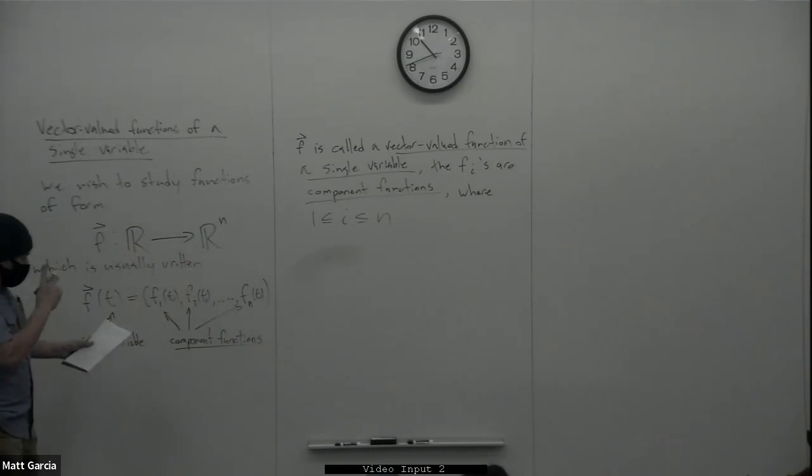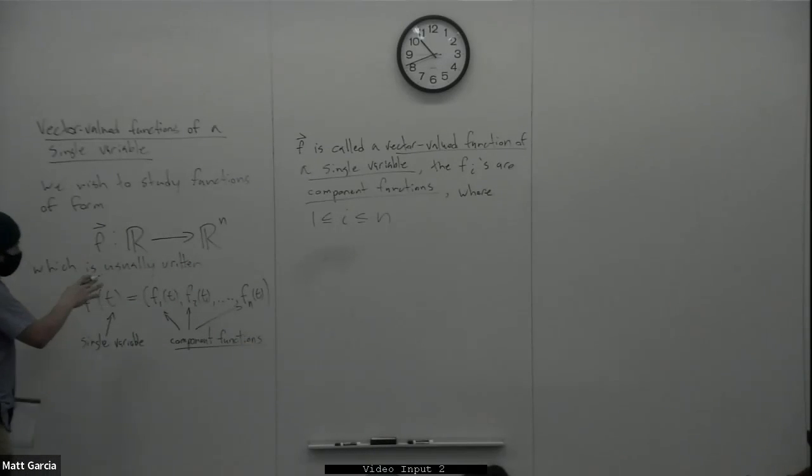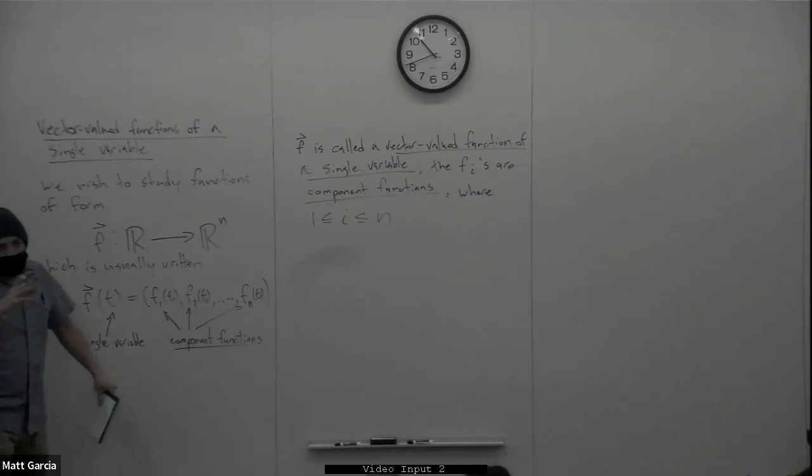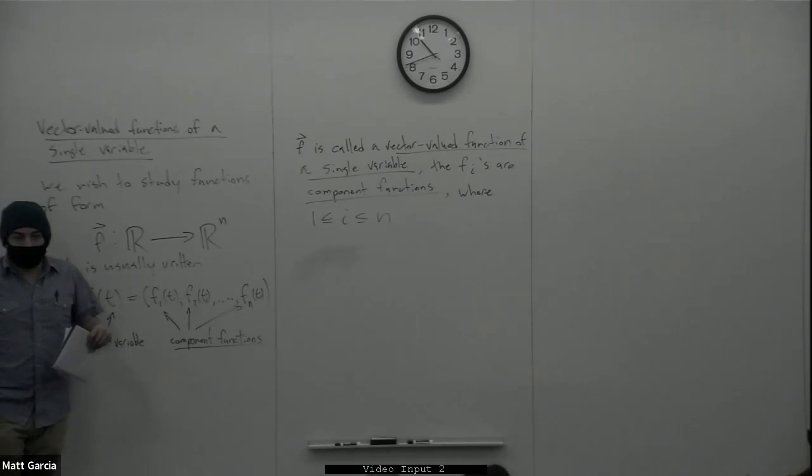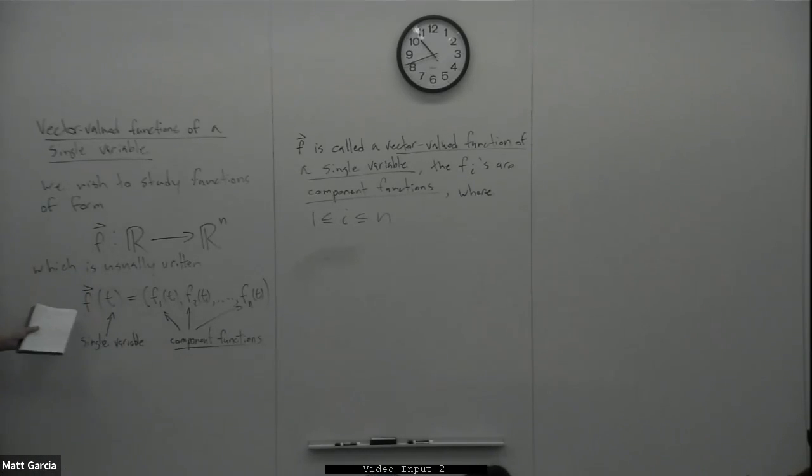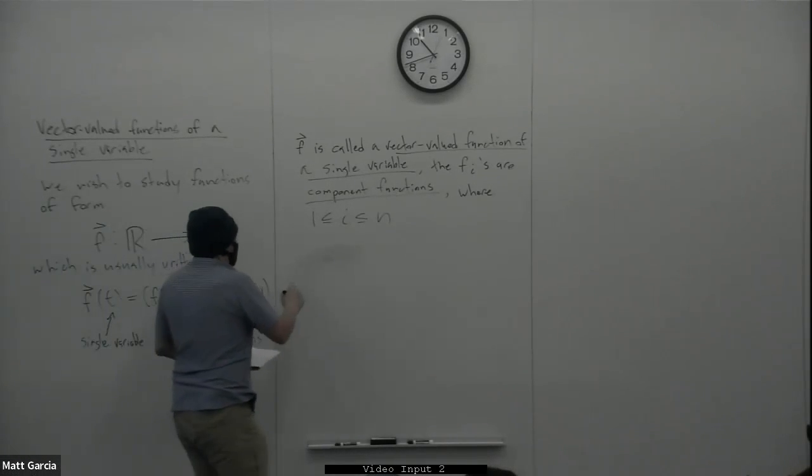But we start with this case of a single variable vector valued function because the analogies are very easy to draw for properties of this type of function as those that we studied when we studied single variable functions, just like in calculus 1 and 2. Okay, so here's some important definitions.